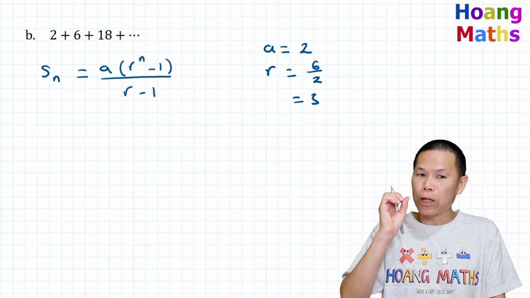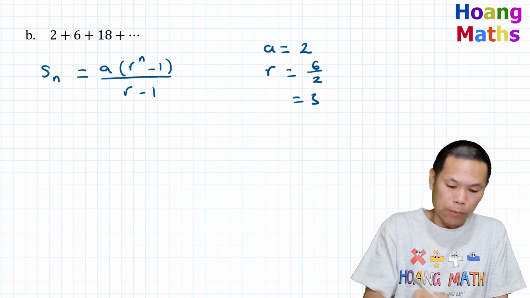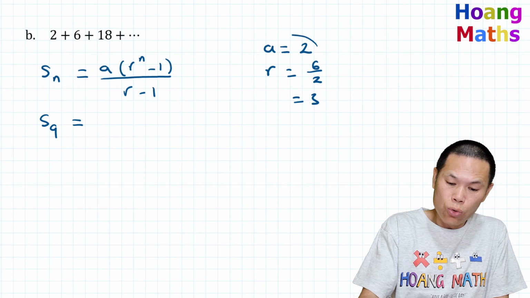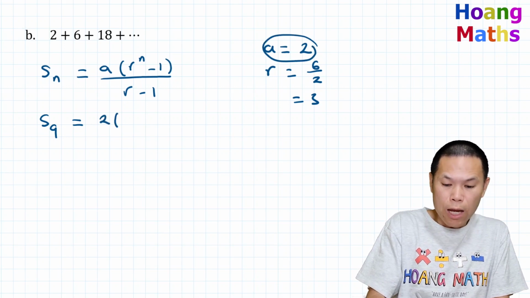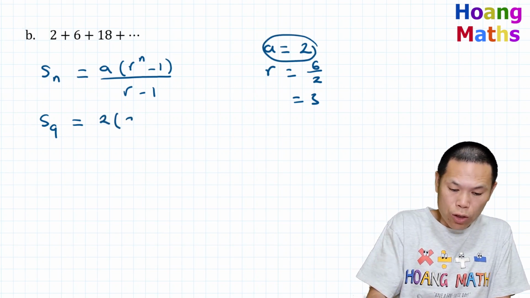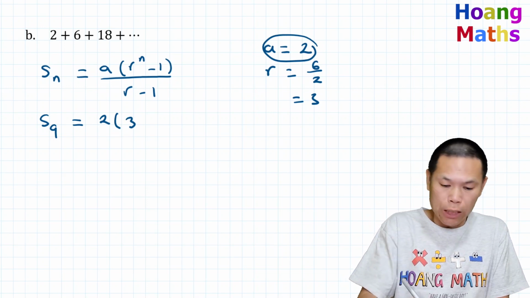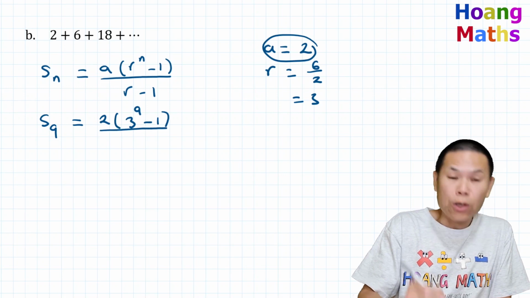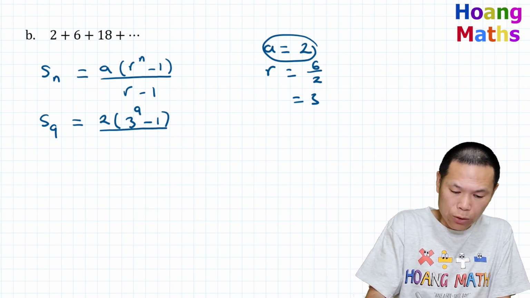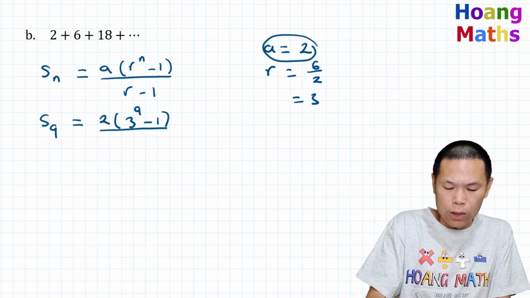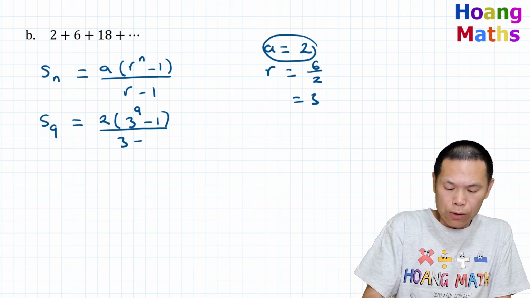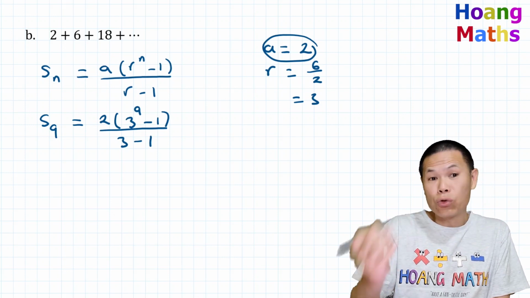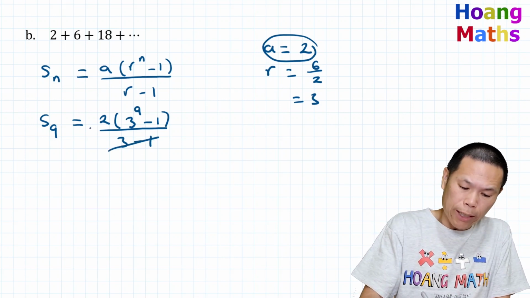But then we need to find the sum of the first 9 terms. So S9 will give me A is 2, so we just put 2 here. R is 3, so 3 power of n, and n is 9, so 3 power of 9, minus 1, over R minus 1. R is 3, 3 minus 1 is 2. Otherwise, you can just go 3 minus 1. So therefore, you can just simplify this. And since 3 minus 1 is 2, this here, we can cancel this out.